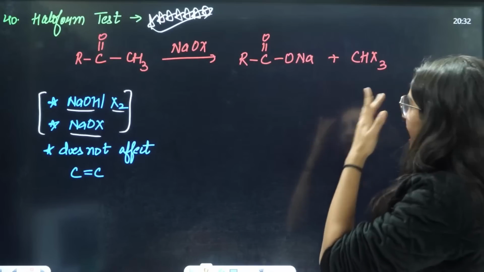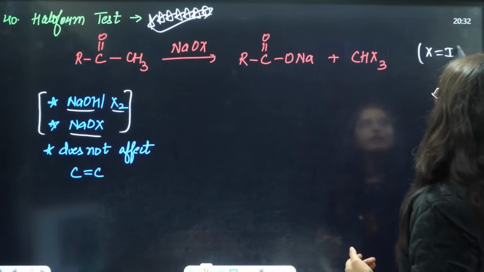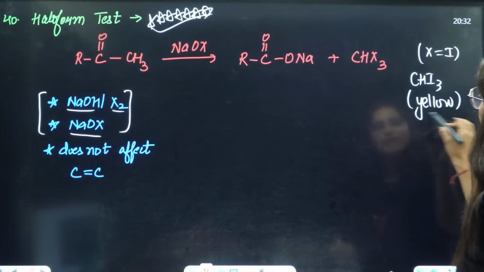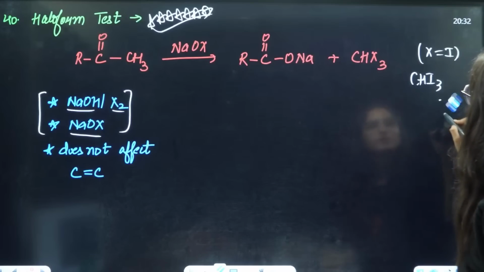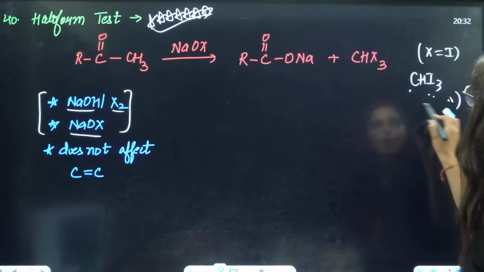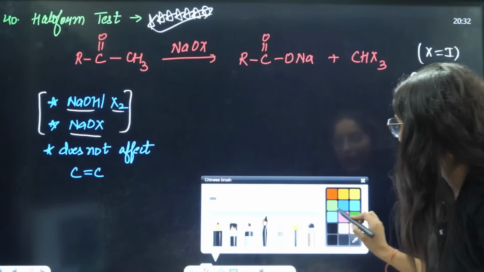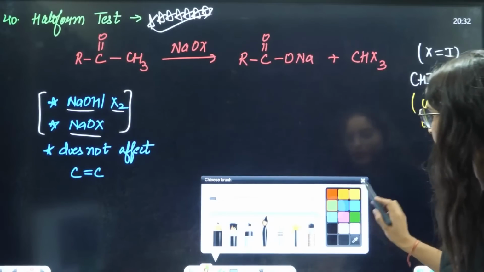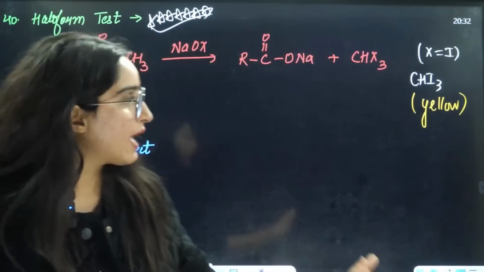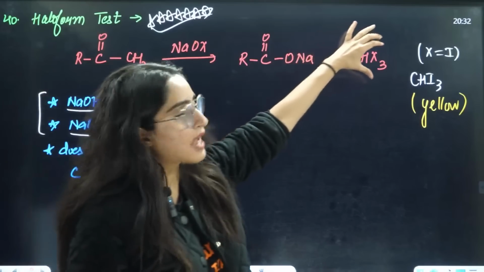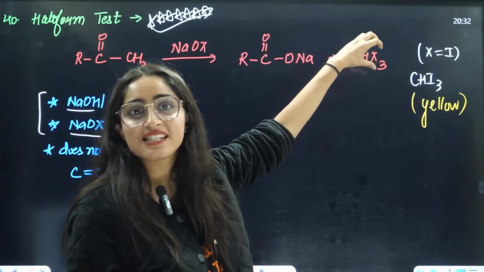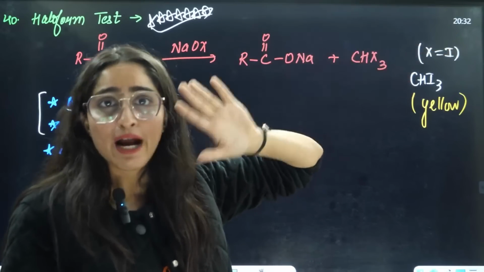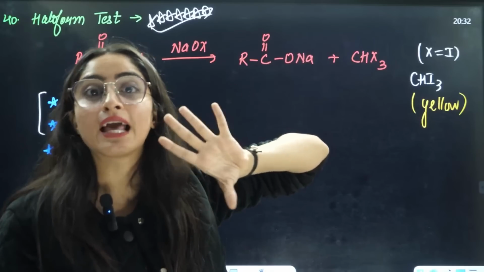If this X is equal to I, then CHI3 is basically of yellow color, right? So, this is called the iodoform test. A yellow colored product is formed here. Now, we have seen the reagent. We have seen what iodoform is. This CHX3 is called haloform. If instead of X you have iodine, then you call it iodoform, which is yellow in color.